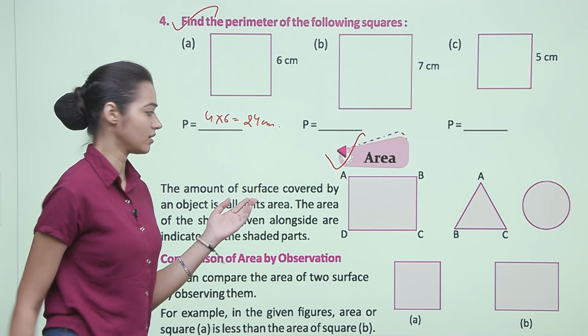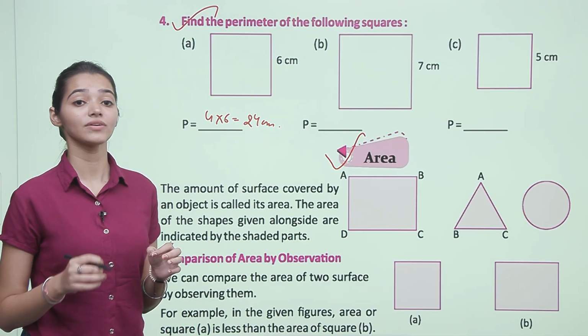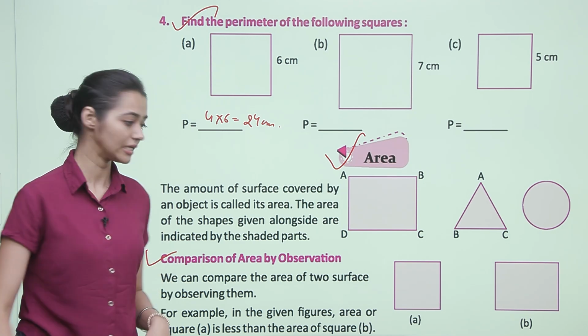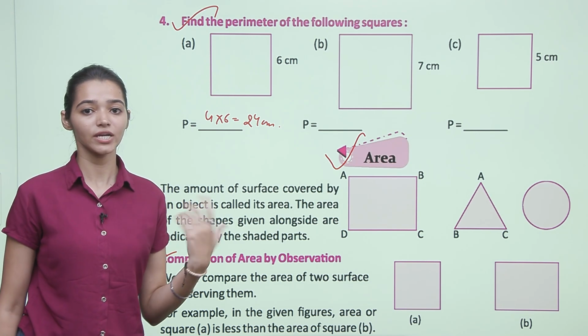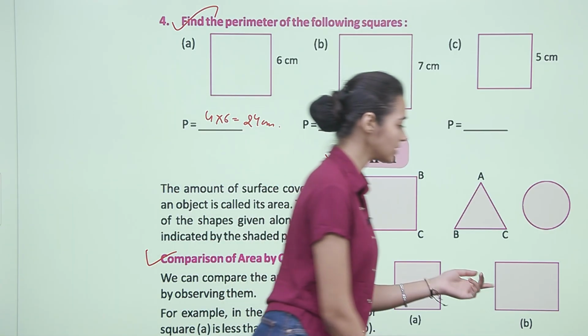Now let's start with area. The amount of surface covered by any object is called its area. The areas of the shapes given alongside are indicated by the shaded parts. Now, comparing area by observation, we can observe the area of two surfaces. For example, the area in this figure A and B.